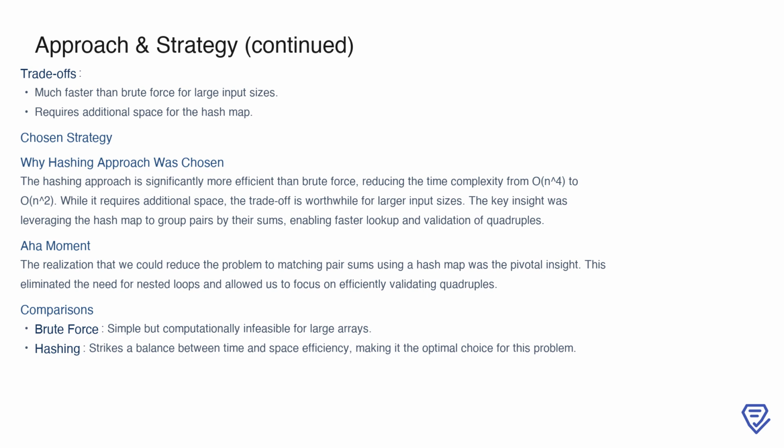The key insight here was recognizing that the problem could be reformulated as finding matching pair sums, which the hash map enables us to do efficiently. This realization eliminated the need for nested loops to directly compare quadruples, simplifying the implementation and drastically speeding up the process. Comparing the two approaches, brute force is only viable for very small arrays due to its exponential time complexity, while hashing strikes an excellent balance, achieving significant performance improvements for a modest increase in space usage.